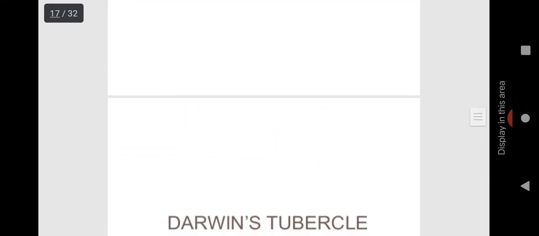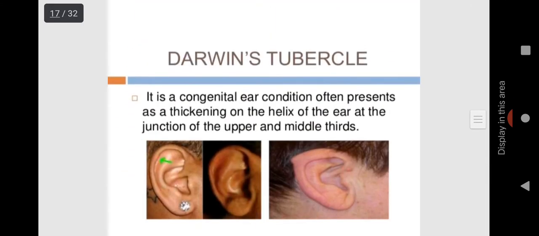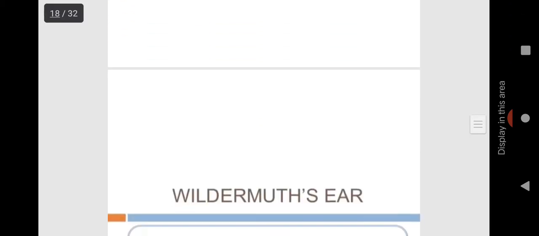Next we will go to the Darwin's tubercle. That is another condition. It is a congenital ear condition, often presenting as a thickening on the helix of the ear at the junction of the upper and middle thirds. So the helix, that is the upper part of the pinna, is getting thickened. There is thickening occurring on the helix region. It is already a soft part, so if it is getting thickened, that condition we can call Darwin's tubercle. It is also a congenital ear condition.